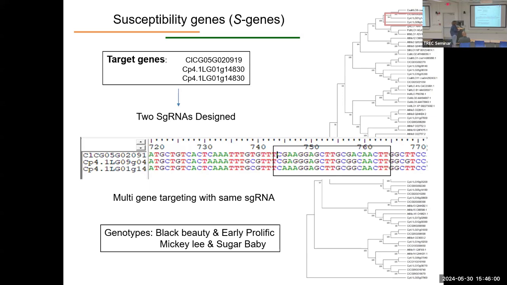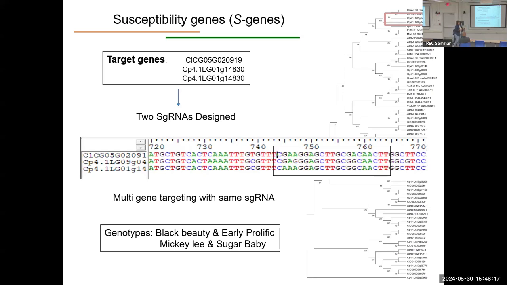So now the next step is to design the sgRNA. One approach is to design a separate sgRNA for every gene, and then make 3 constructs, and then deliver these constructs into the plants.